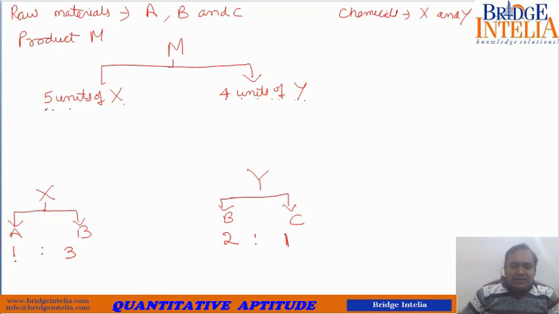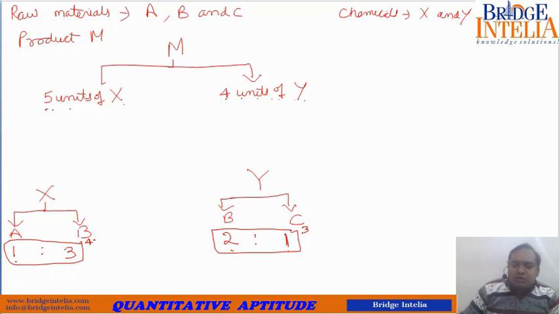Now look at the ratio. Terms of the ratio: 3 plus 1 is 4, 2 plus 1 is 3. So make this homogeneous. Here the sum is 4, here the sum is 3. So take the LCM of 4 and 3, that is 12. So try to rewrite the ratio such that the terms add up to 12. So 1:3 can also be written as 3:9. So 3 plus 9 is 12. Similarly, 2:1 can also be written as 8:4.